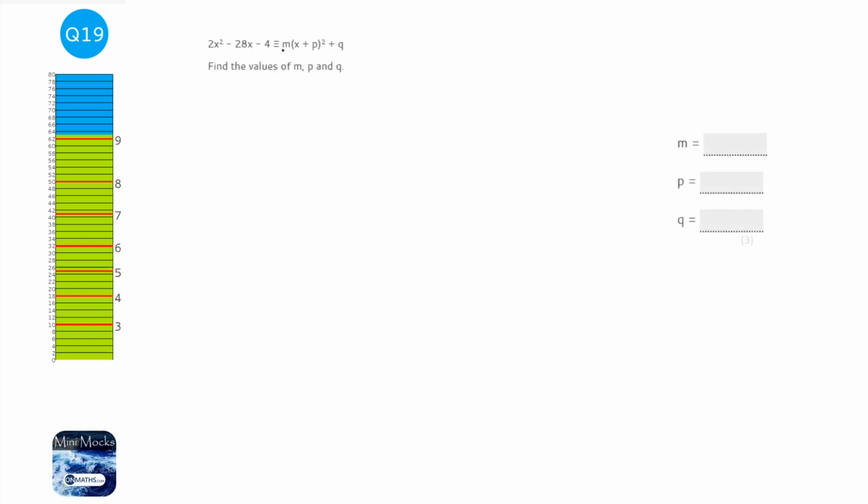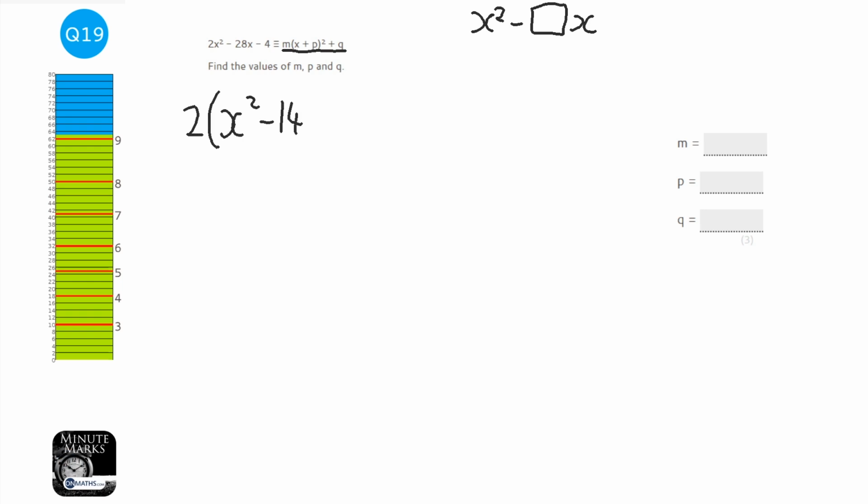Looking at the structure of the answer, it looks very much like we're going to have to complete the square. Now, to complete the square, we need x squared minus something x. Now, we've got 2x squared minus 28x. So we're close to getting that, but we haven't quite got that. So what we need to do is factorise the 2 out first. So 2 brackets x squared minus 14x. And then I'm just going to add the minus 4 at the end.